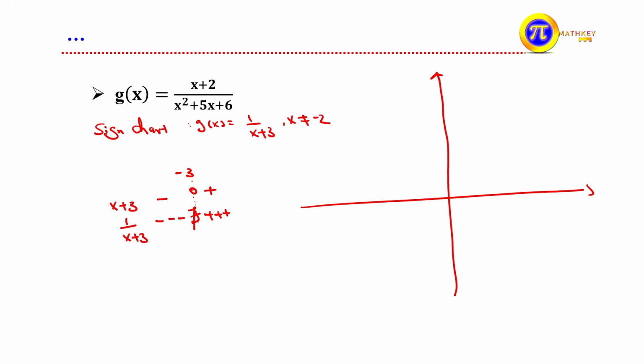As we said before, the vertical asymptote is -3. This is -3 at this point. And the x-intercept, we don't have any x-intercept. Y-intercept, at x equals 0, that is 1 over 3. We say this one. What about the horizontal asymptote? Y is equals to 0 since degree of numerator is less than degree of denominator.